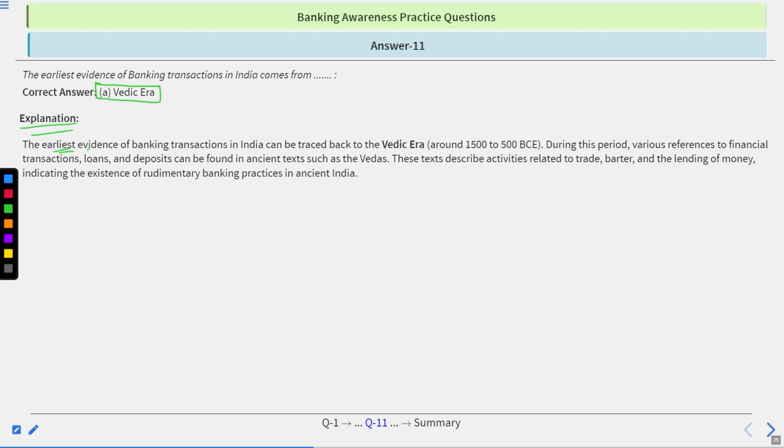Explanation. Earliest evidence of banking transaction in India could be traced back to the Vedic era around 1500 to 500 BCE. During this period, various references to the financial transactions, loans, and deposits could be found in the ancient texts such as the Vedas. These texts describe the activities related to the trade, barter, and the lending of money, indicating the existence of rudimentary banking practices in the ancient India.